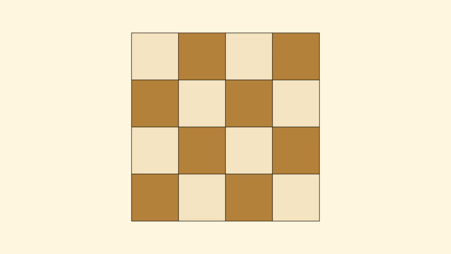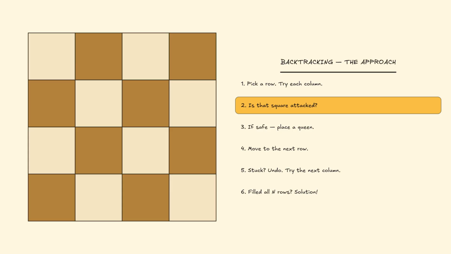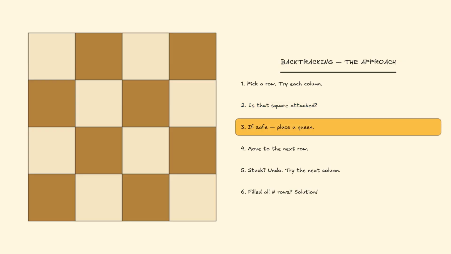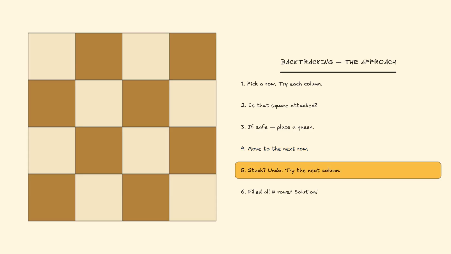Okay, so let me lay out the approach in plain steps. Step 1, we pick a row and try each column in turn. Step 2, for the square we're trying, we ask, is it attacked by any queen we've already placed? Step 3, if it's safe, we place a queen there. Step 4, we move on to the next row and do the same thing. Step 5, and this is the key part. If at any row we run out of safe columns, we undo our last placement and try the next column. That's the backtrack. And step 6, when we filled all n rows, we've got a solution.